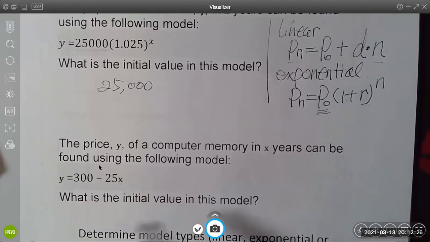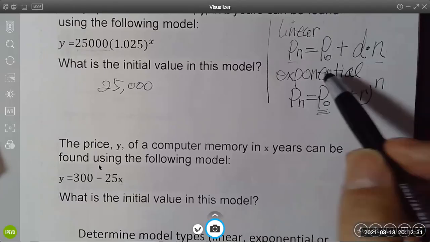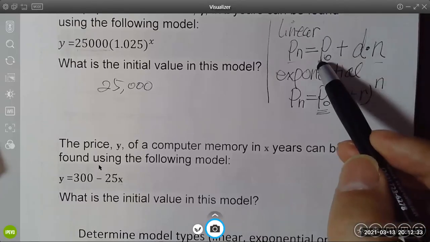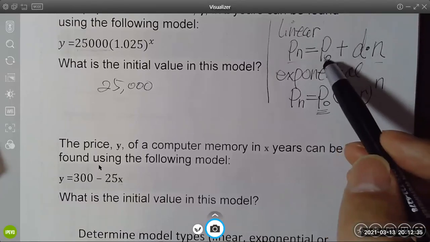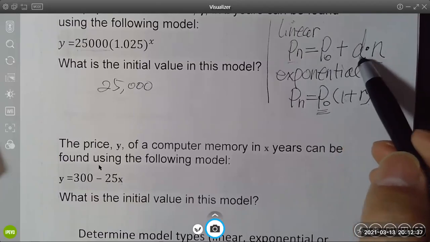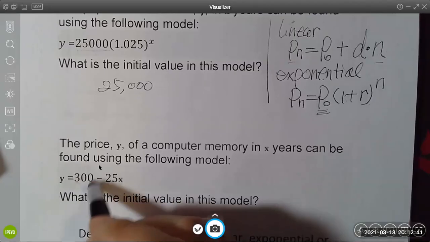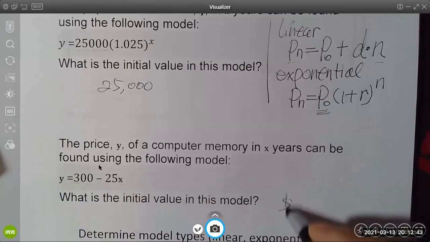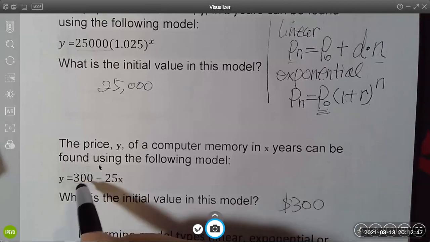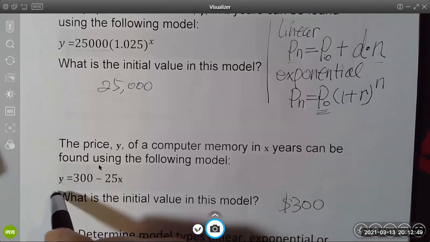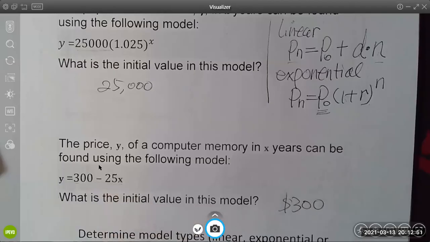But we only need to answer this question, what is the initial value? So we know in this general format, the number standing alone by itself is the initial value. The number with the input is the growth rate. So you're looking at this number. So the initial value is $300. Again, this is the representative price. This models computer memory price. So this is the price.